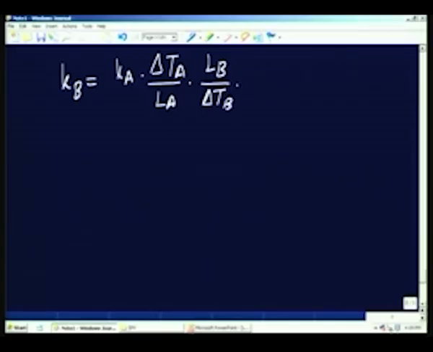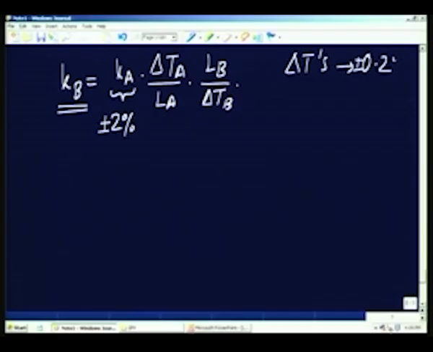So, all I have to do is to determine the error bar, or the uncertainty, of Kb. Of course, I am assuming that Ka does not have any error, or I think it is given with a 2% error. So, let us use that value. So, this has got 2% error. Delta Ta and delta Tb are both measured with an error of plus or minus 0.2 degrees Celsius, and La, Lb have errors of plus or minus 0.25. I am using the same units, so it does not matter, plus or minus 0.25 millimeters.